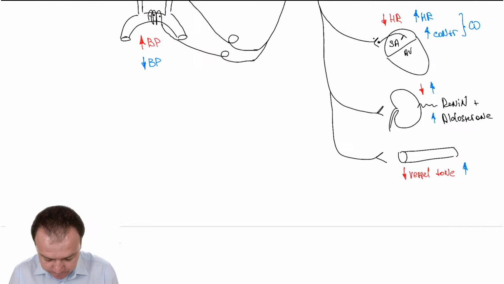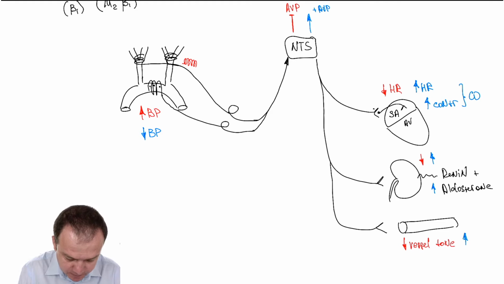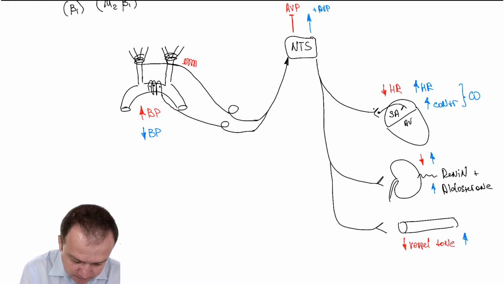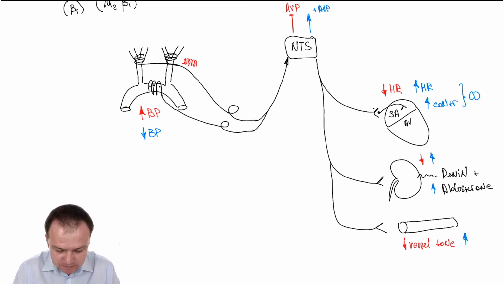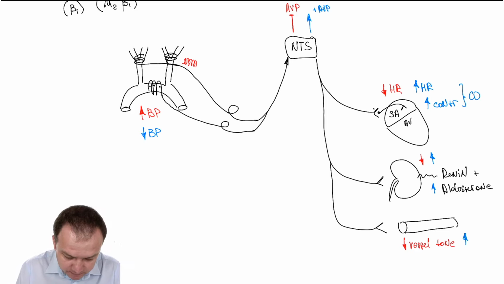So once again, in case of rising of blood pressure, we have greater stimulation of baroreceptors. They send greater impulsation to the central nervous system. As a response, we have decreasing in heart rate, we have decreasing in renin releasing and aldosterone level, and decreasing in vessel tone.